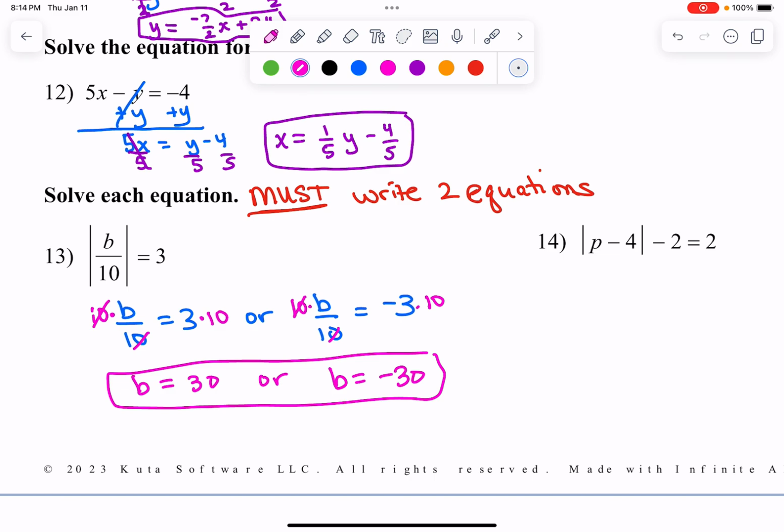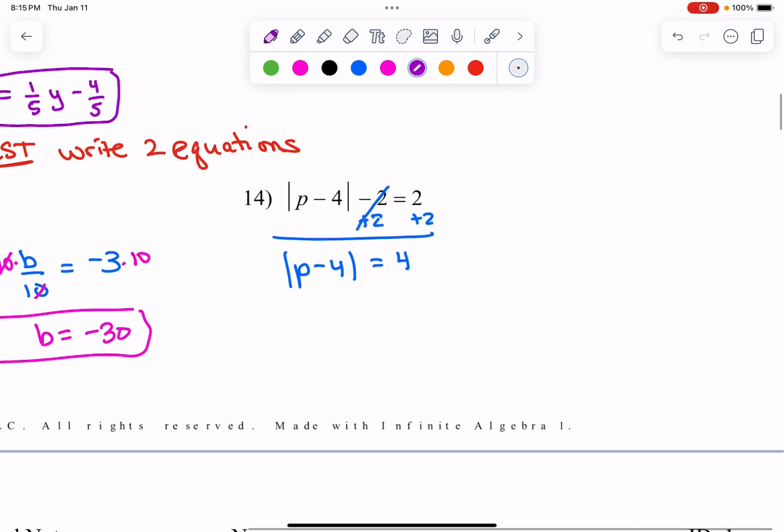For 14, I have to get my absolute value bars alone first. So we have a little pre-step, and what we want to do is move this 2 over. So let's add 2 to both sides so that we have it in the right format. P minus 4 is equal to 4. Now we can set up our two equations. P minus 4 equals 4, or P minus 4 equals negative 4.